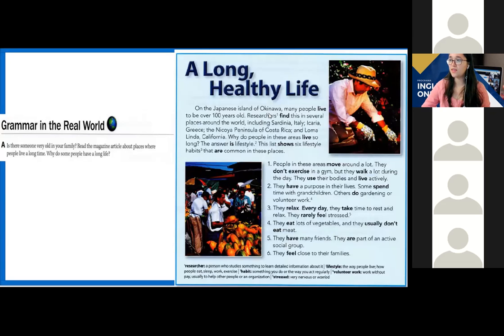Okay, let's have this reading about a long and healthy life. Let's read this. It's an interesting reading about healthy life, la vida saludable, right? Let's have a look at what Japanese people do.